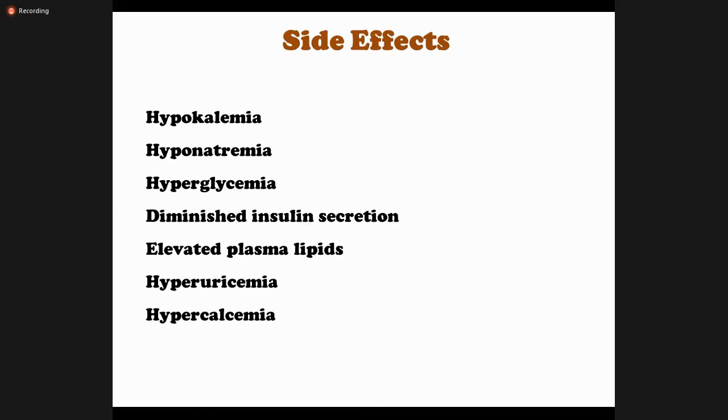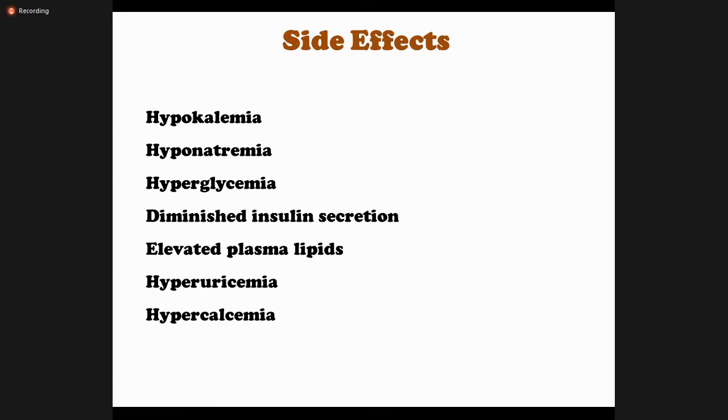Side effects, as already discussed: hypokalemia, just like loop diuretics, hyponatremia, and hyperglycemia. This is one of the unique side effects of thiazide diuretics. So this point has some clinical importance, right? Because thiazide diuretics diminish or impair insulin secretion. When there is insulin deficiency, there are increased chances of developing a hyperglycemic state, right? So if a patient has a history of diabetes, before starting a thiazide diuretic we must check the status of our patient, or periodically monitor the glucose level, right?